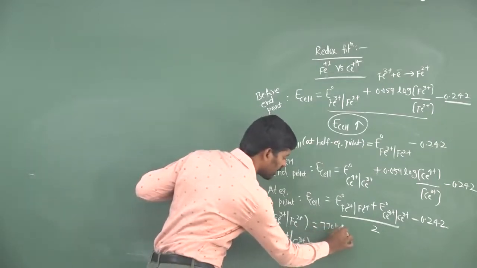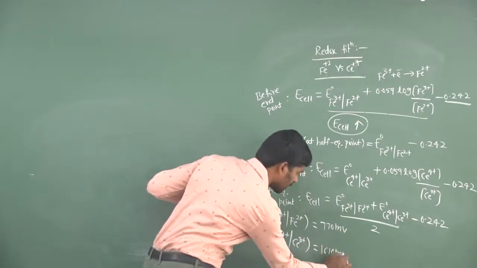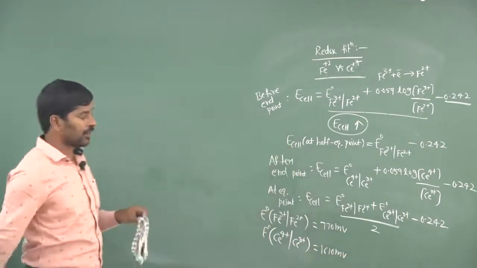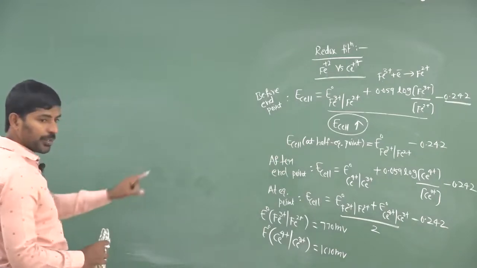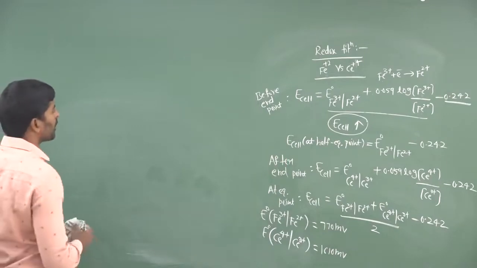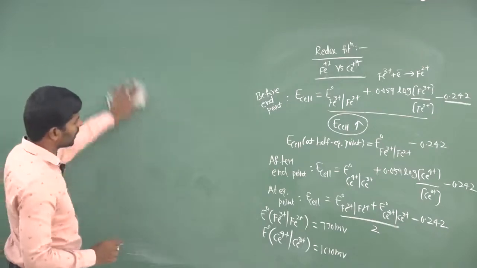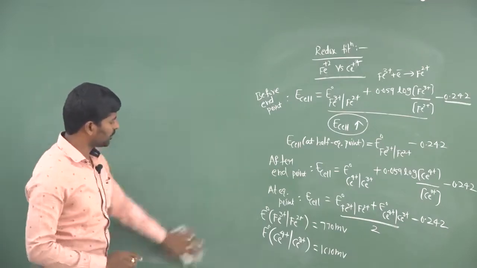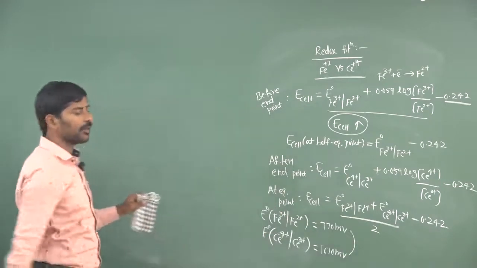770. Is it 1610 now? 1610 millivolts. 770 millivolts, 1610 millivolts. So because of the large difference, a sudden jump is observed at end point. Okay. This is redox titration. So this is about precipitation titrations. This question was given in the TSGENCO chemist exam.